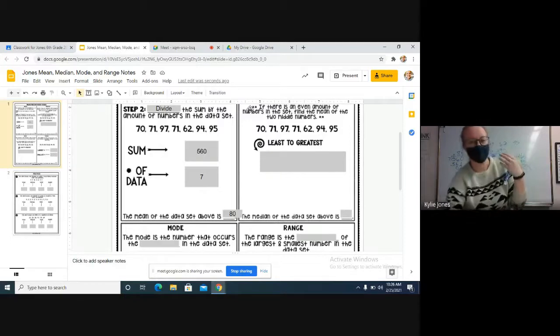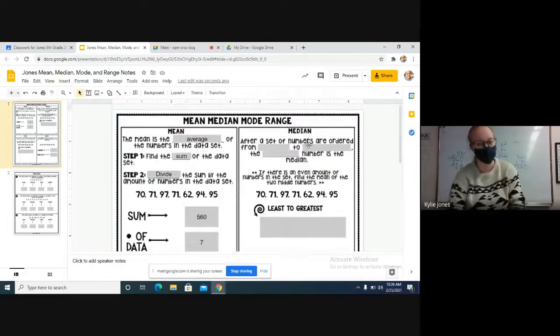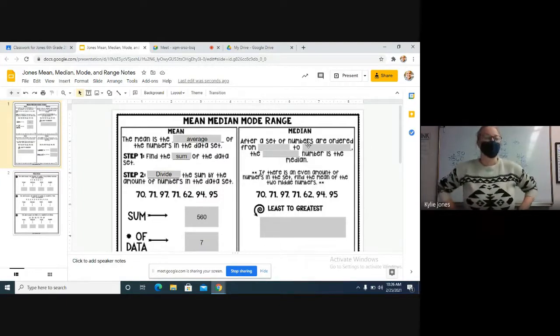Done. Let's go up to the top a little bit more and look at the next one. Now we're going to find the median of these numbers. I'm out of breath for some reason. Sorry. Catch my breath a little bit.